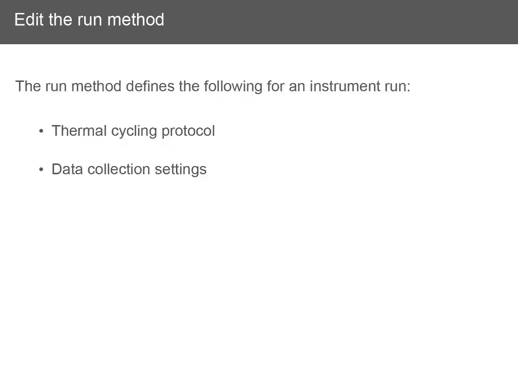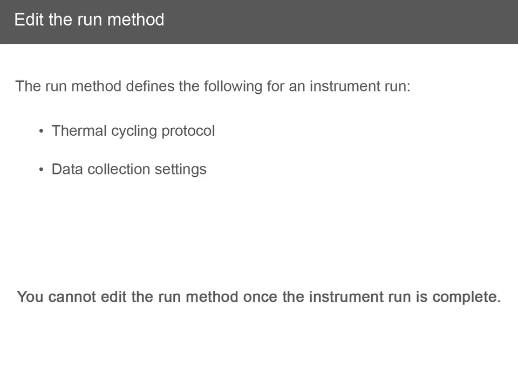The run method defines the thermal cycling protocol and data collection settings for an instrument run. Because these parameters control aspects of an instrument run, you cannot edit the run method once the run is complete. You can view the run method in the data file, but it cannot be changed.